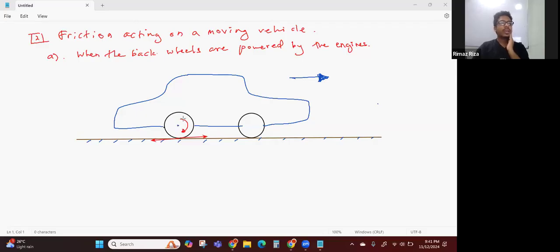Likewise, the engine gives power to the back wheels, so the back wheels rotate in this direction. From this contact point, it pushes the ground backwards. If I rotate in this direction, it pushes in this direction, but if I rotate in the other direction, it pushes in the opposite direction. Since it's rotating in this direction, at the contact it pushes the earth in the backward direction. So then what happens? An equal and opposite force will be there. I'll mark that as F1.